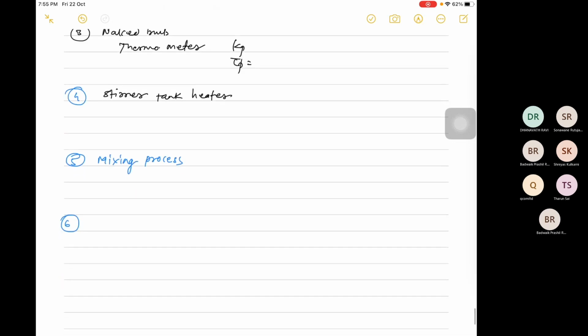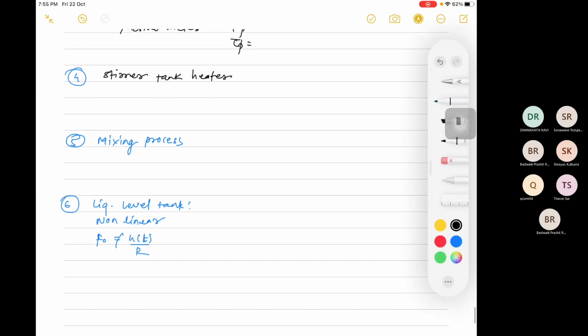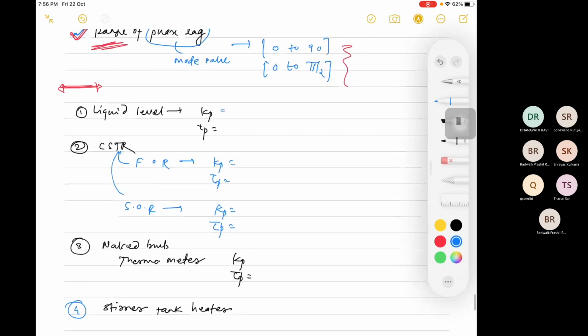Then next is liquid level tank. But what is different? This is a non-linear system. That means your FO is not H of T by R, but some different function, which they ask in the first session, right? Beta into H to the power half, or H to the power 1 by n, you can say. So what is Kp and what is tau p? Anyone? What is the Kp, tau p of the liquid level tank? And also tell what is capital Y of T and what is capital X of T.